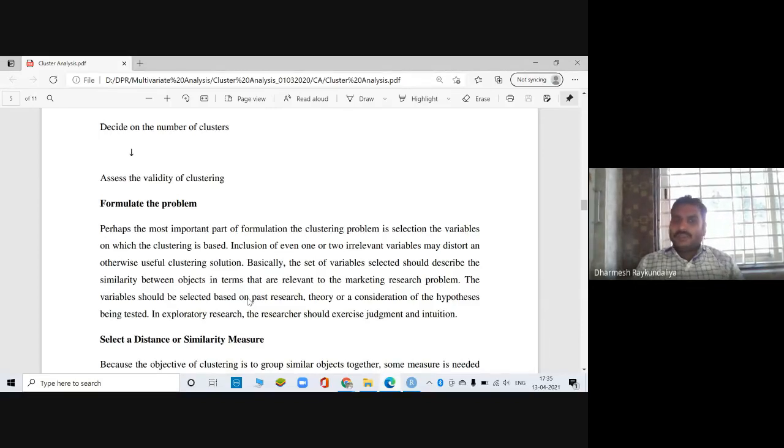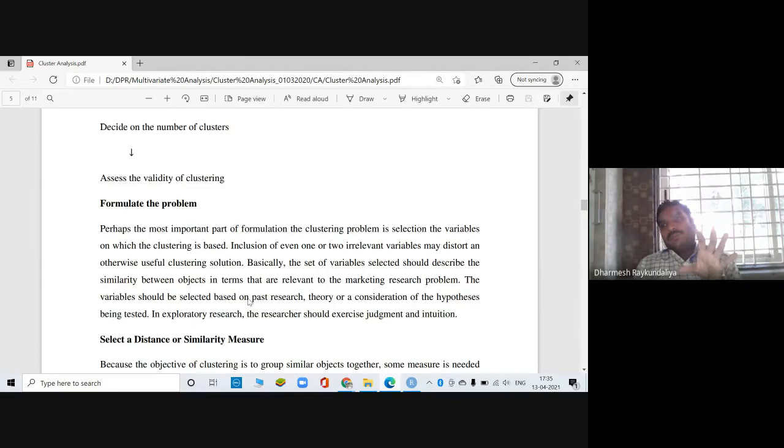Basically, the set of variables selected should describe the similarity between the objects in terms that are relevant to the marketing research problem. The variables should be selected based on past research. If you are doing it the first time, look at the literature review and identify which kind of variables people who have done clustering have taken, or which theory or consideration of hypothesis being tested. So in exploratory research, the researchers should exercise judgment and intuition.